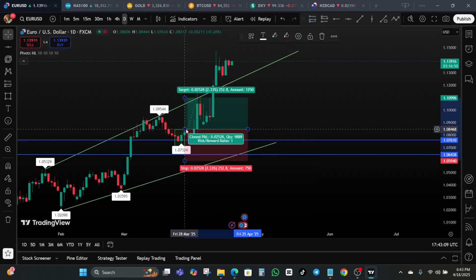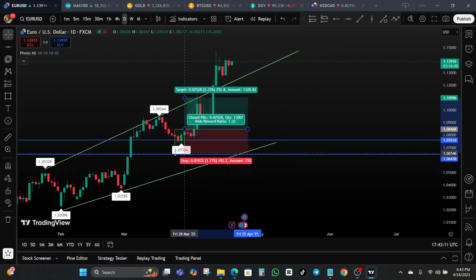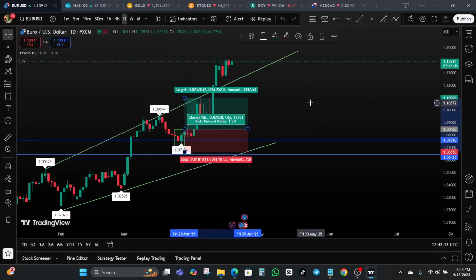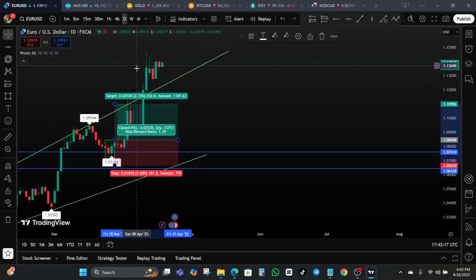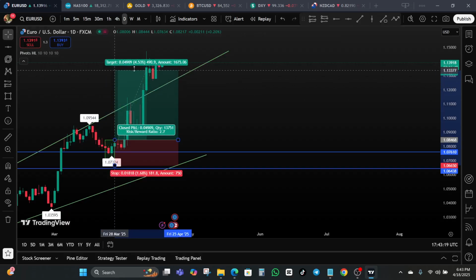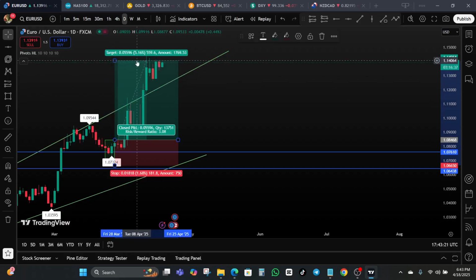If you enter a buy trade, your stop loss can be below that swing low. Then you take profit. You can wait for a swing high to be confirmed, and then you exit your buy trade. Or you can just use the nearest resistance zones, but ensure that you have a good risk to reward ratio. All right, minimum of 1:2.